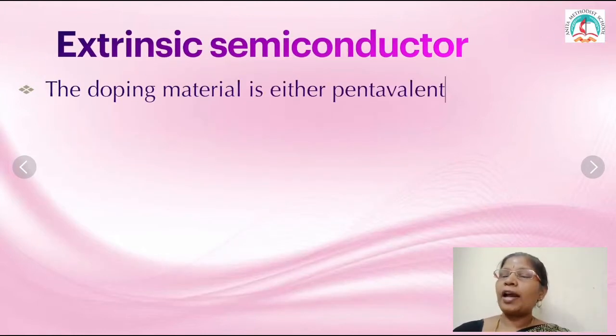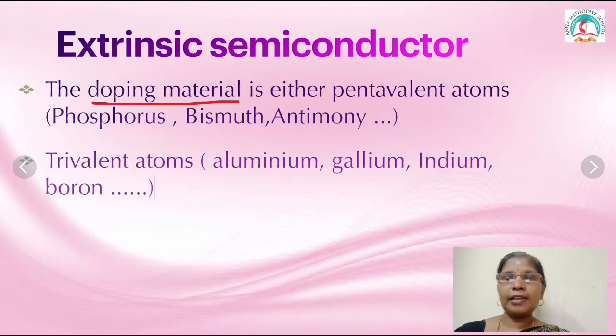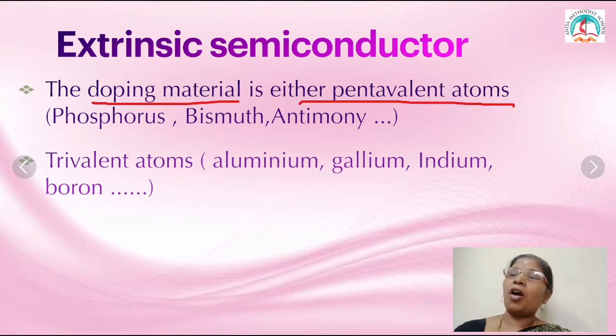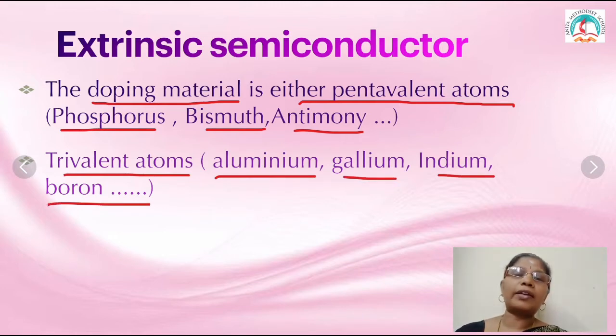So, when you are adding the dopant, the impurity material, it will be either a pentavalent atom or a trivalent atom. Pentavalent, example, phosphorus, bismuth, antimony. Trivalent, aluminium, gallium, indium, boron, these are all trivalent. These are a few examples, so you know when to tell whether it is a pentavalent or trivalent atom.